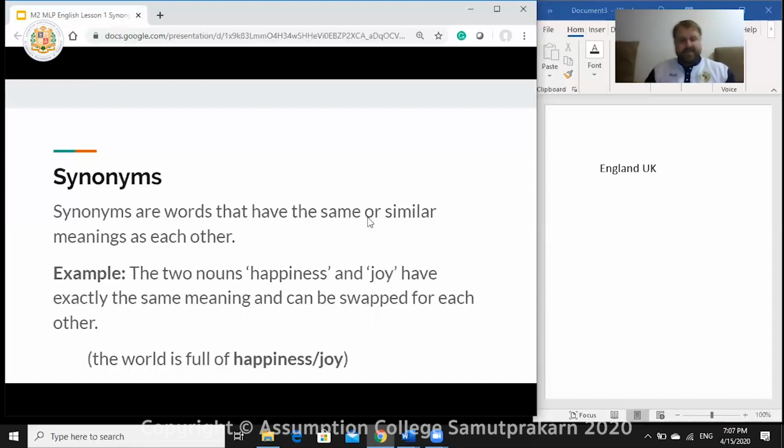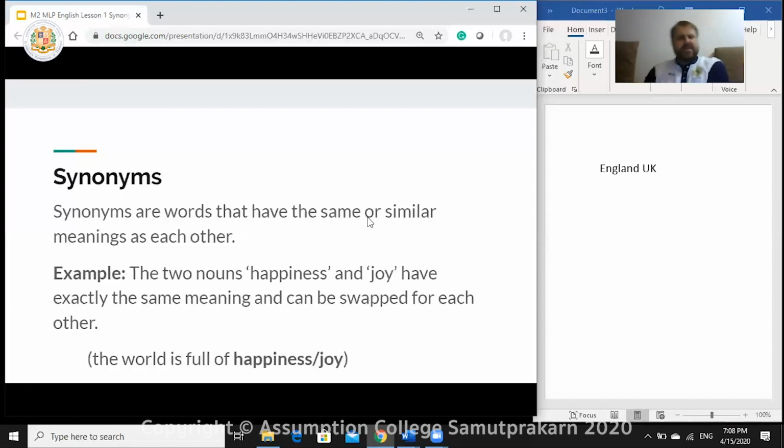Okay? An example sentence at the bottom. The world is full of happiness. There's a lot of happiness in the world. The world is full of joy. There's a lot of joy in the world. So those words mean the same thing, and that means when you switch them, that sentence means the same thing. It doesn't change in meaning because they are synonyms.